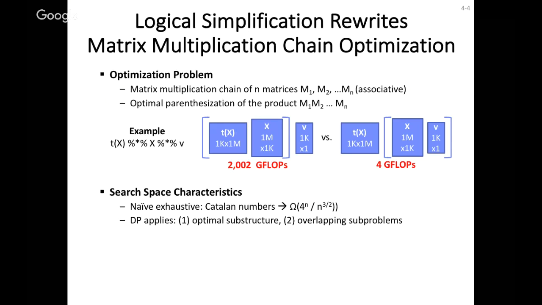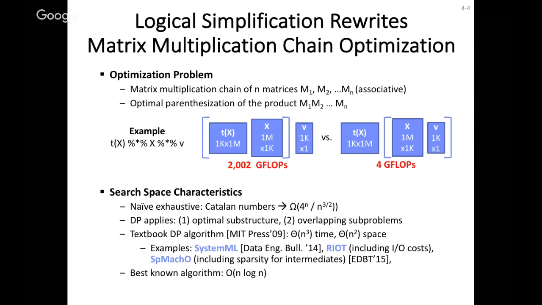Now, naively enumerating all those different combinations for an entire chain, of course, has an exponential number of different plans. However, the traditional conditions for applying dynamic programming apply here. So we have an optimal substructure and we have overlapping subproblems where we would redundantly evaluate the same subchains over and over again. Hence, we can apply a textbook dynamic programming algorithm that is used in different systems.